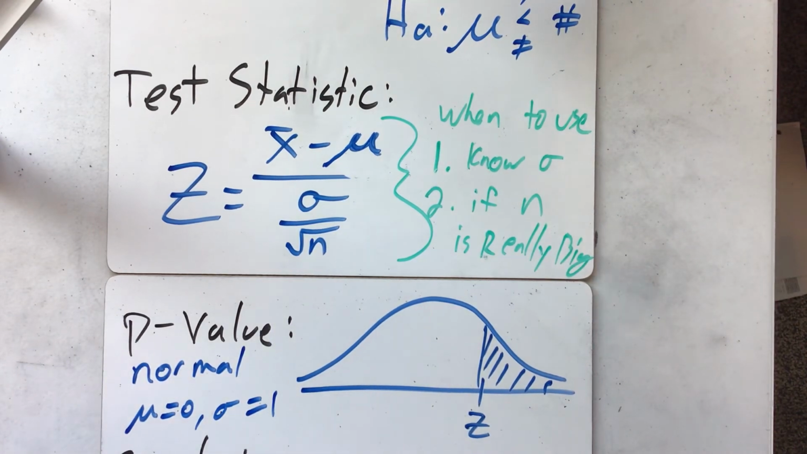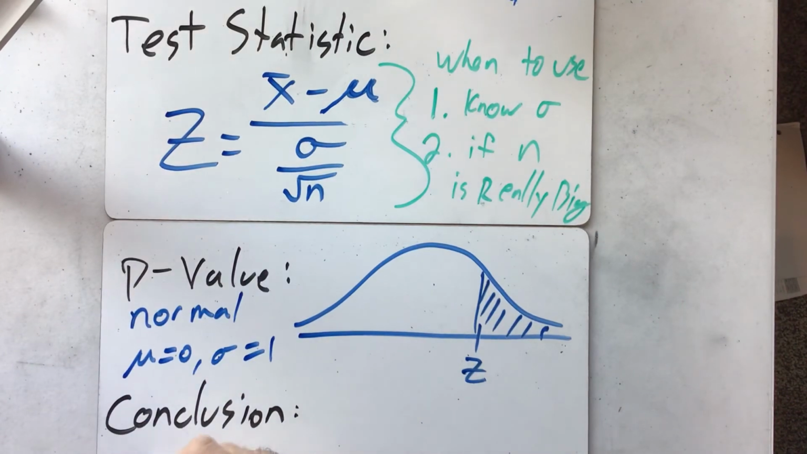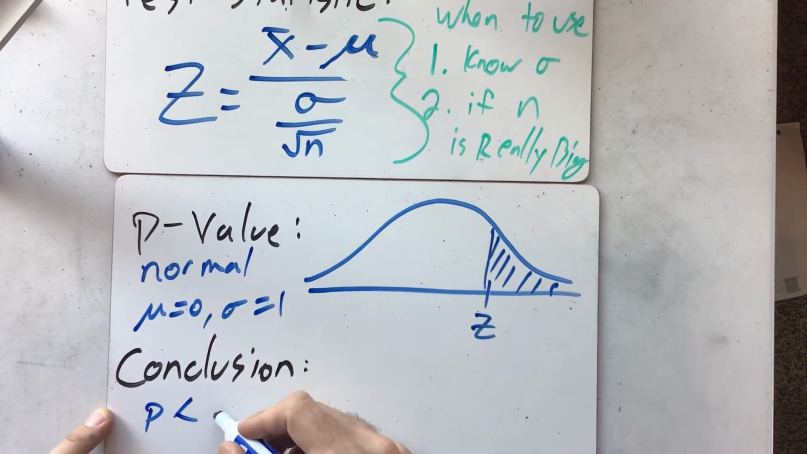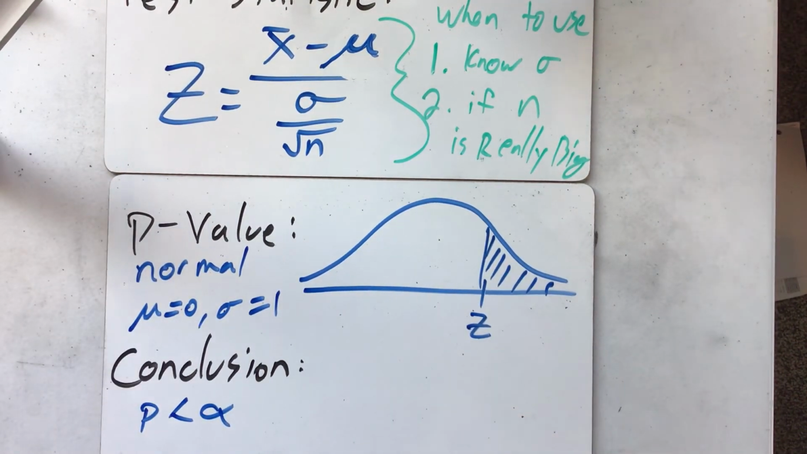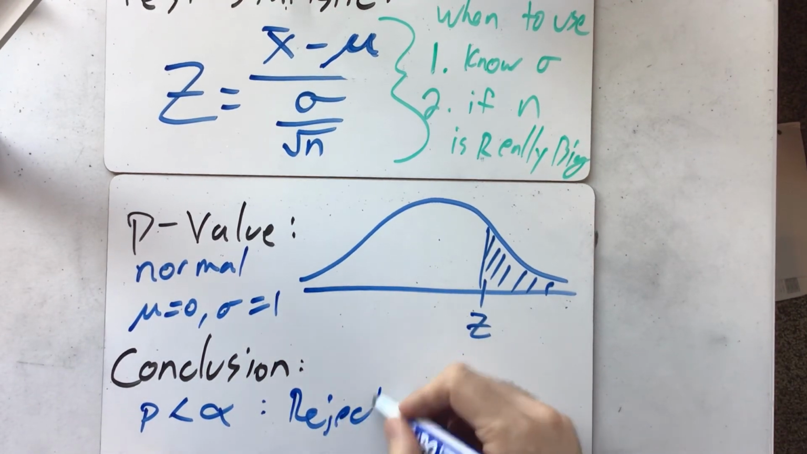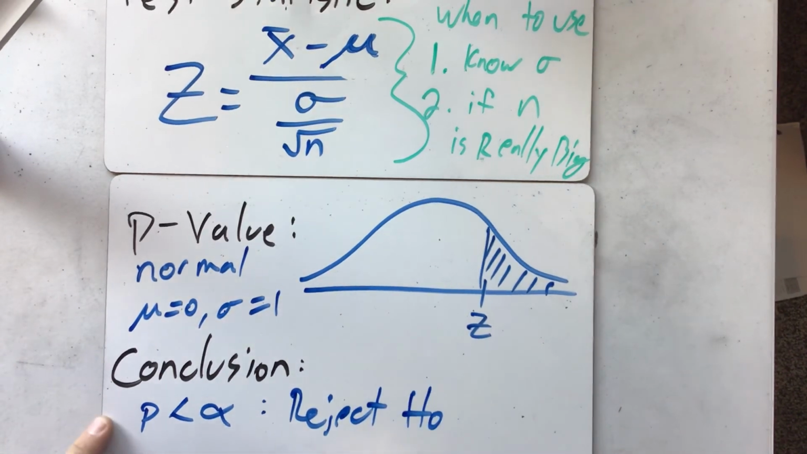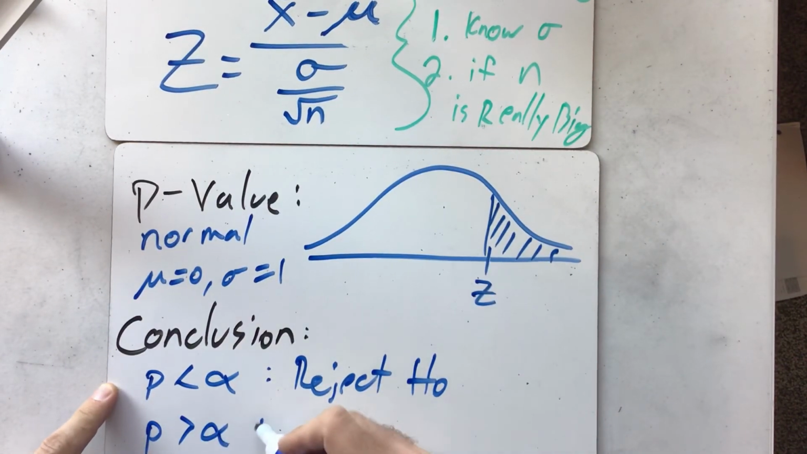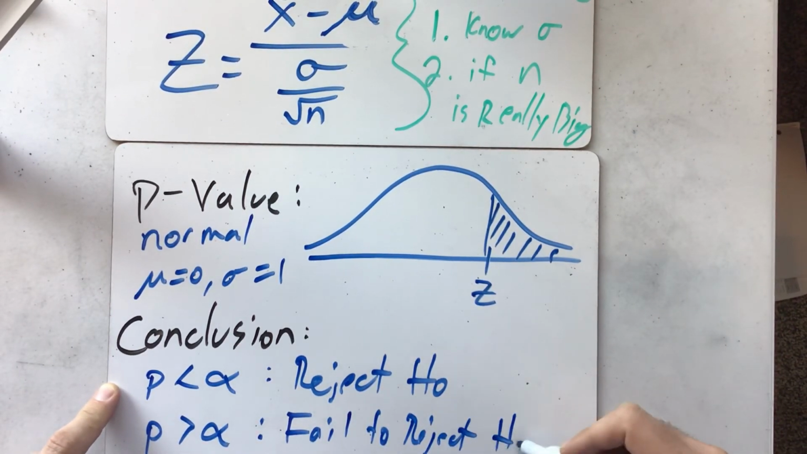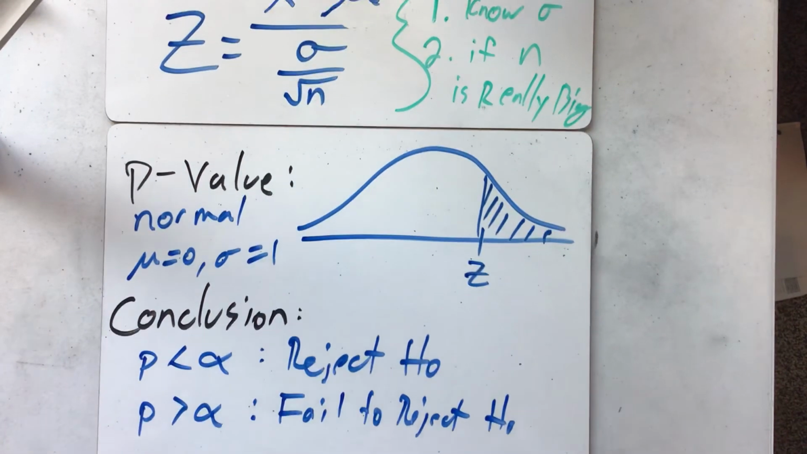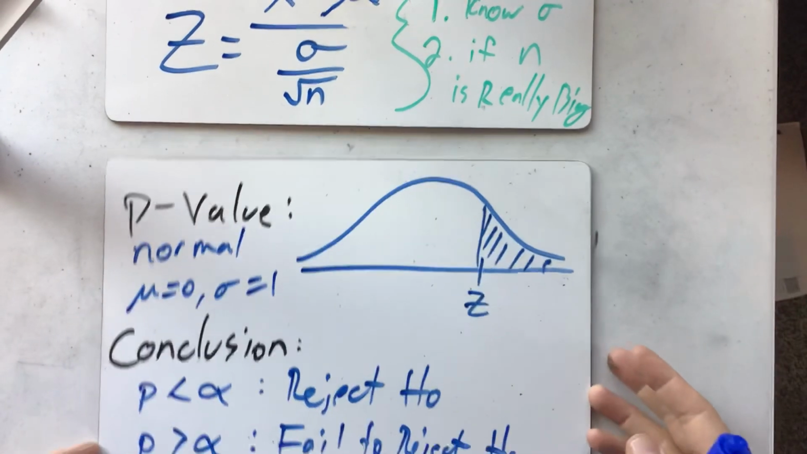Finally, our conclusion, we have one of two options. Either our P is less than our alpha. What was alpha from last time? Alpha was that level that we decided if it's below this, it's small enough. So if P is smaller than that alpha value, we reject the null hypothesis. And if P is greater than that alpha value, we fail to reject our null hypothesis. So we either reject our null hypothesis or fail to reject the null hypothesis. Okay, so this is our overview of our test. So let's get ready and let's do our problem and see how it goes.